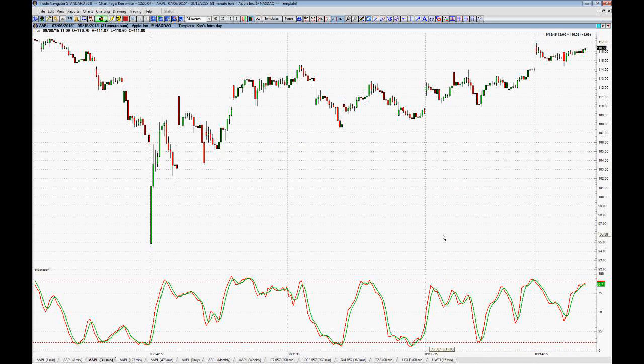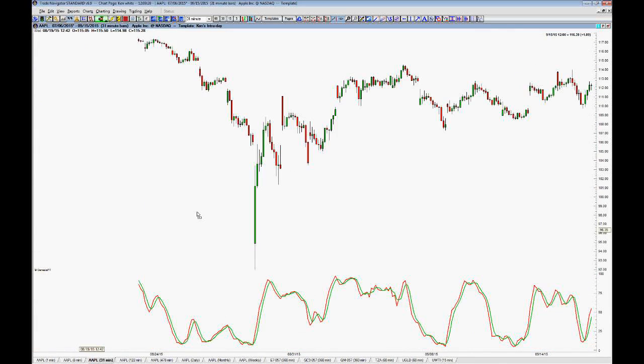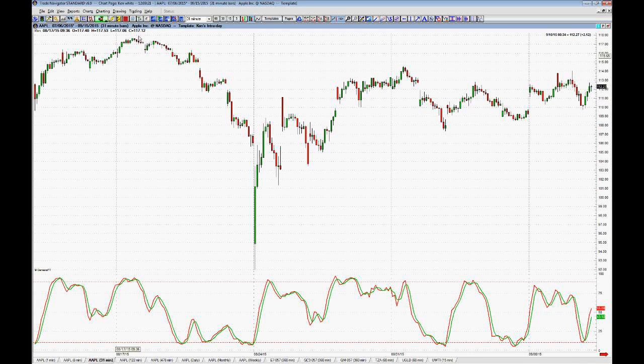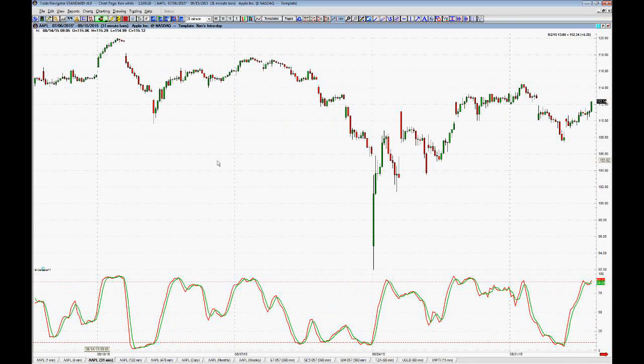It sold off that time. Sold off that time. Sold off bigger that time. A little bit of sell-off this time. And sold off this time. Move it to the right. Sold off a lot that time. Sold off a little bit that time. Sold off a whole bunch that time. You see what I mean?